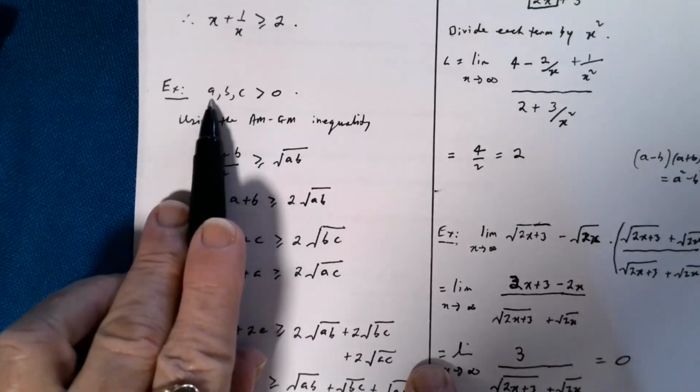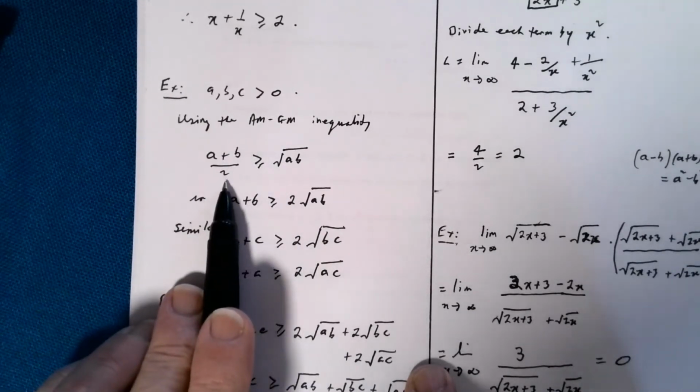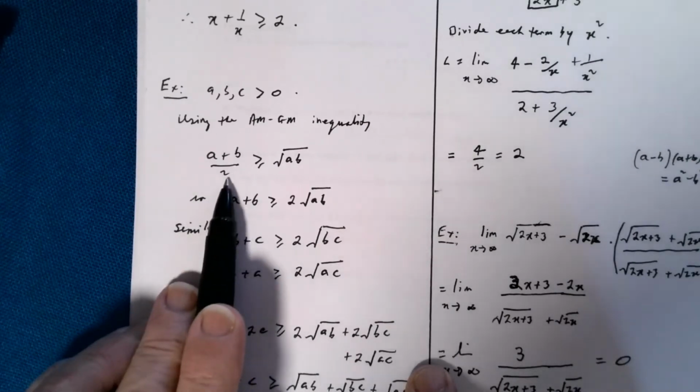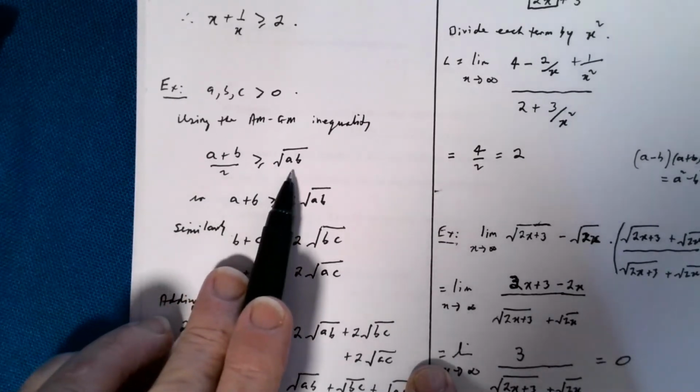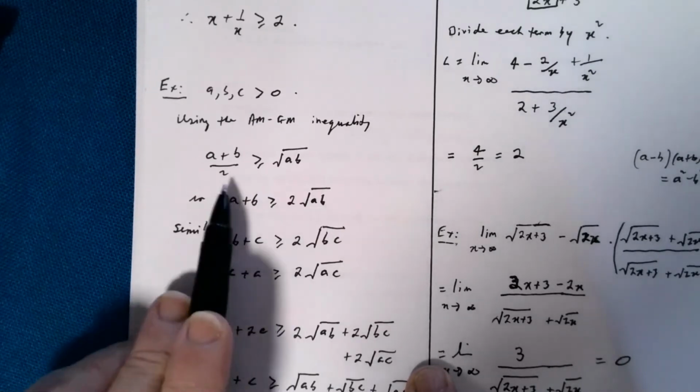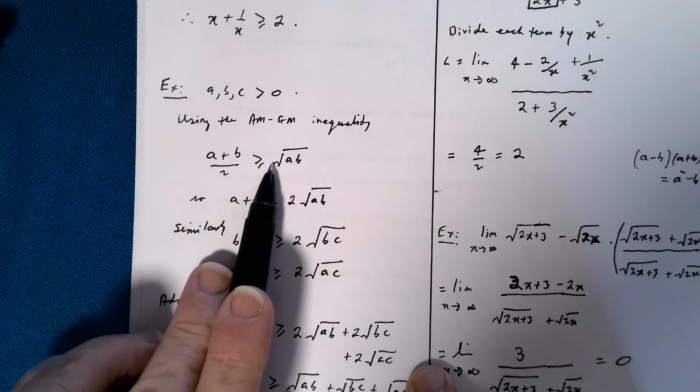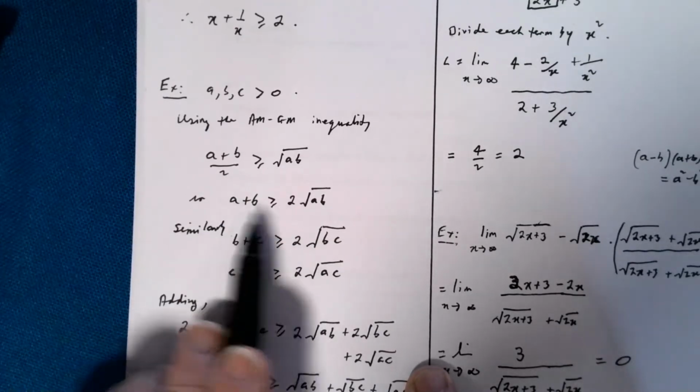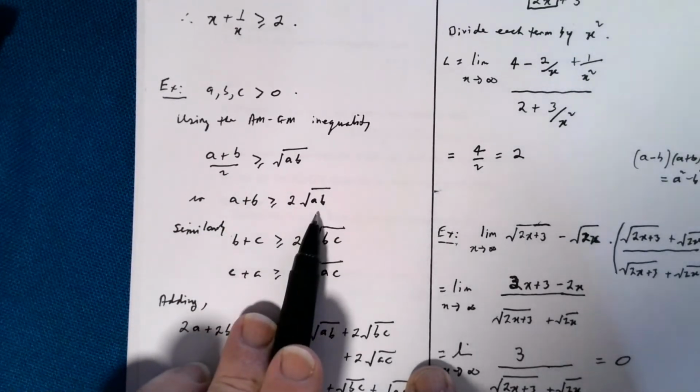So I'll pick a and b firstly. I simply write down the AM-GM inequality for a and b. So the average of a and b is bigger or equal to their square root. And by the way, I can now move the 2 up to here. So I get a plus b is bigger than or equal to 2 root ab.